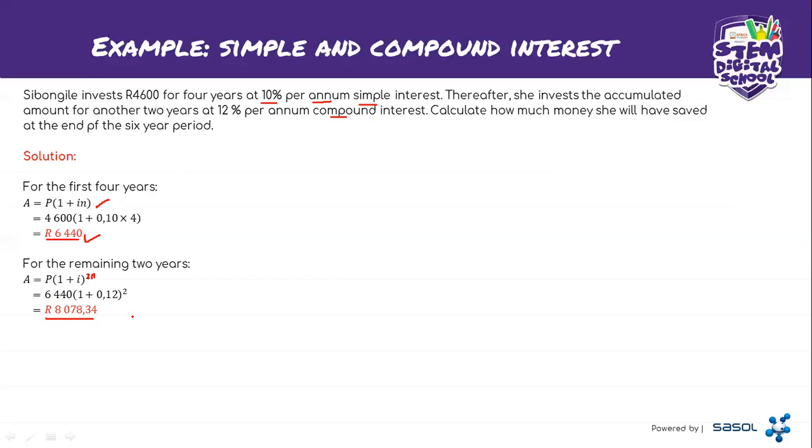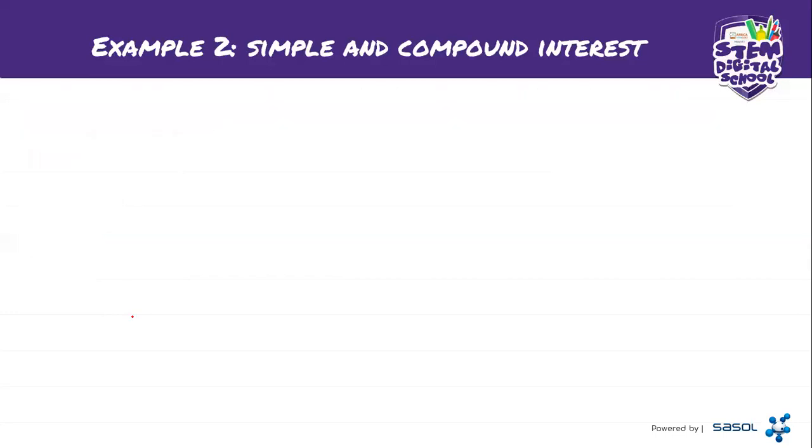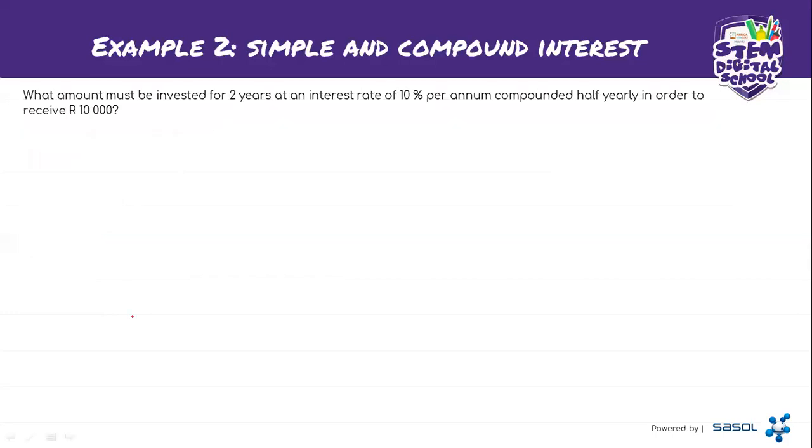All right, now let's proceed. We have another example there. Listen to this one. What amount must be invested for 2 years at the rate of 10% per annum compounded half yearly in order to receive 10,000? How much money must be invested? Meaning, how much money must you save now, which is P.